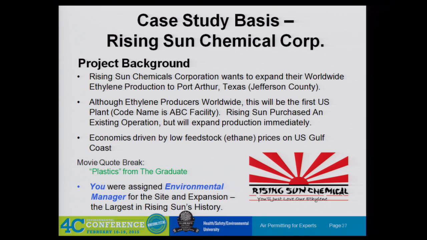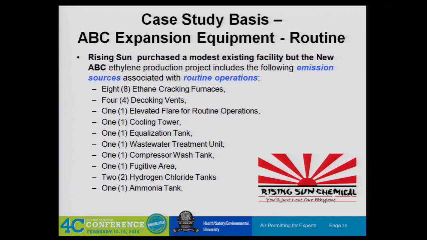You're assigned the environmental manager for the site and expansion, the largest in Rising Sun's history. So you're the environmental manager. They purchased a modest existing facility, but the new ABC ethylene production project includes all these different emission sources associated with routine operation. We got decoking furnaces, decoking vents, cracking furnaces, flares, cooling tower, equalization tanks, yada, yada, yada, fugitive areas, ammonia tanks. We got all the things that go into a major modification or major expansion.